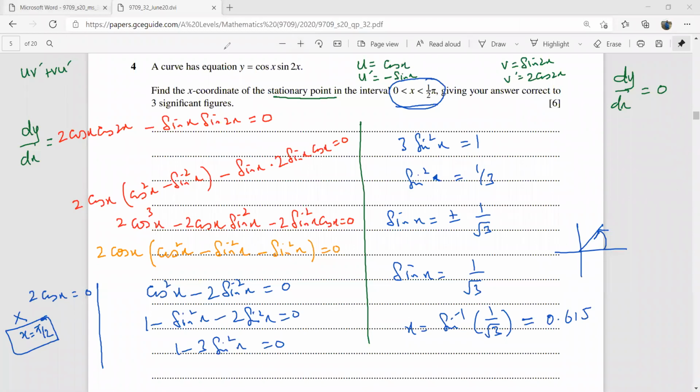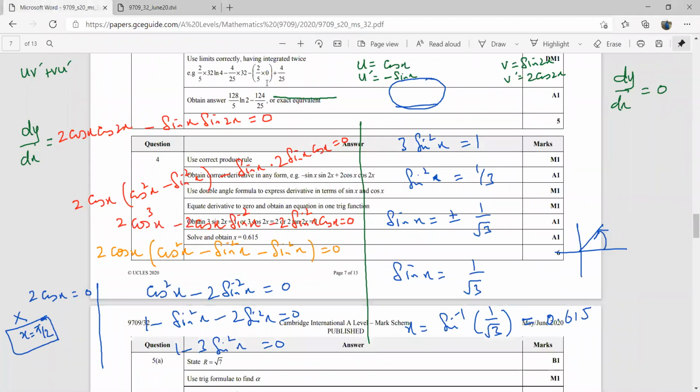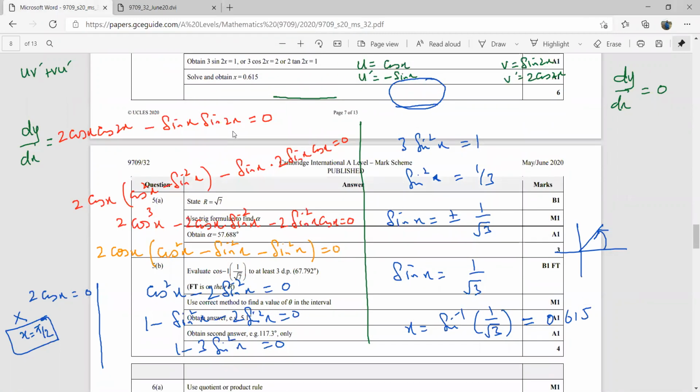Let's check the answer. This is question number, yeah, this is exactly the same answer. You can see here is the answer. This one is the answer here, 0.615. So we have the same answer here.